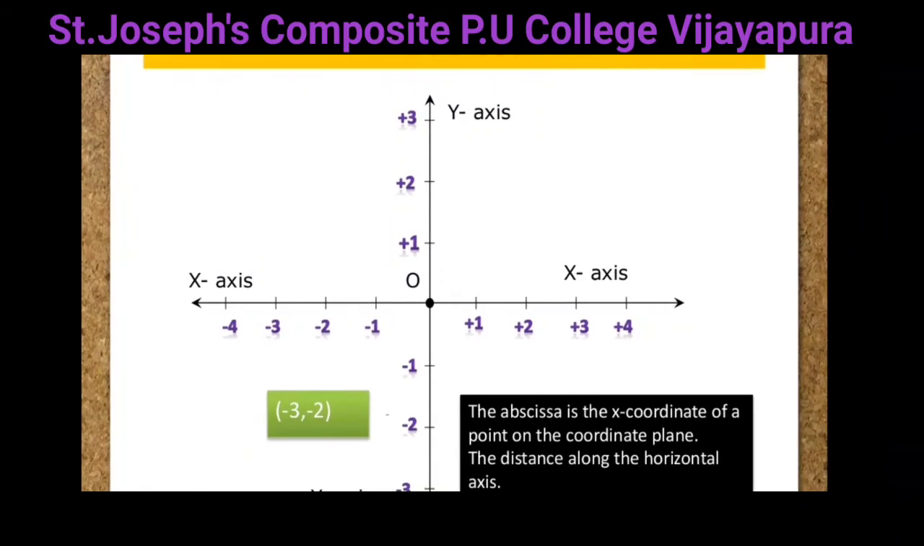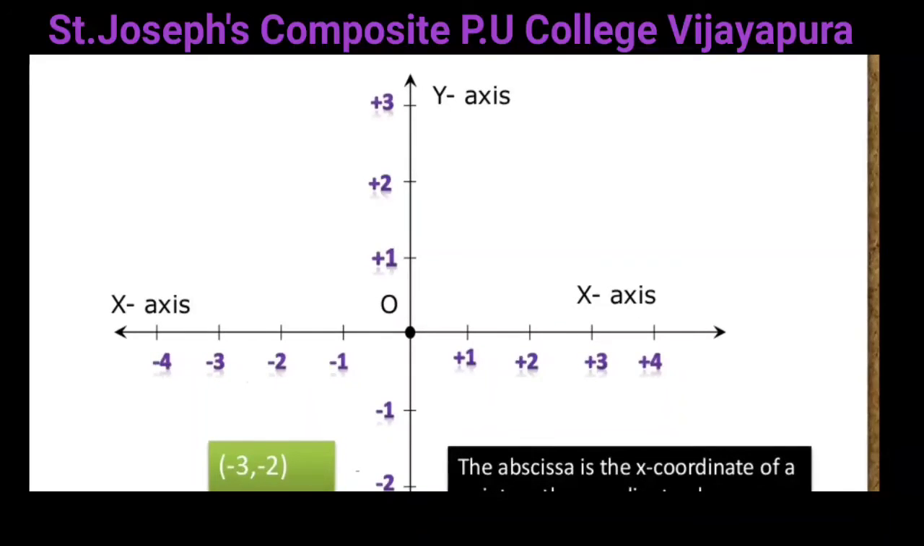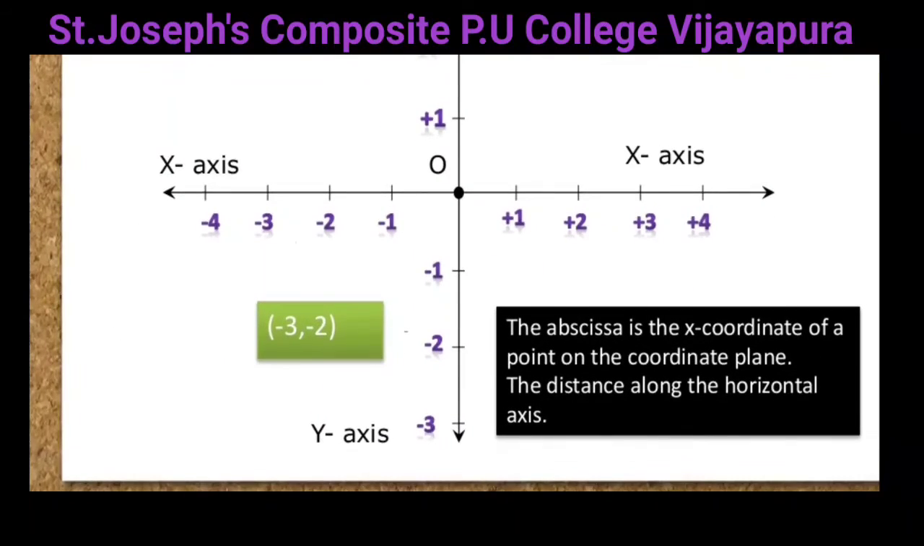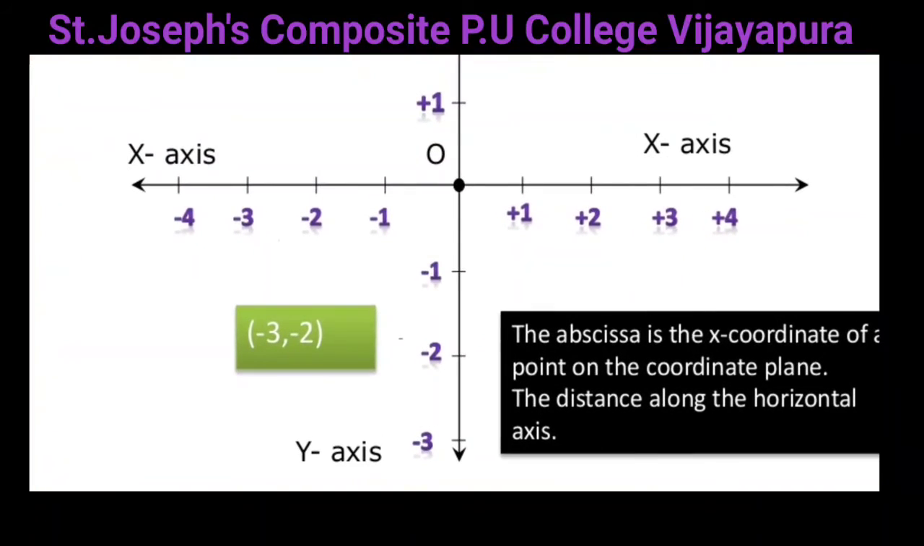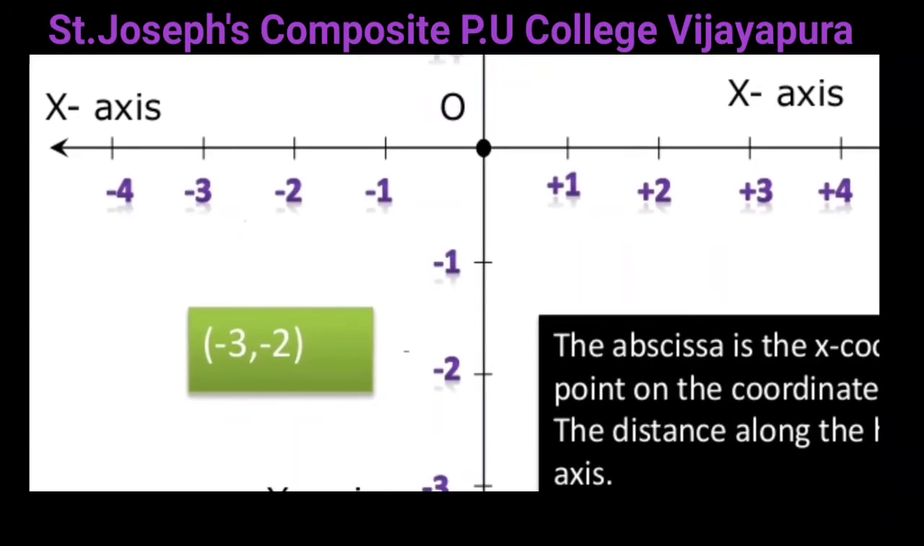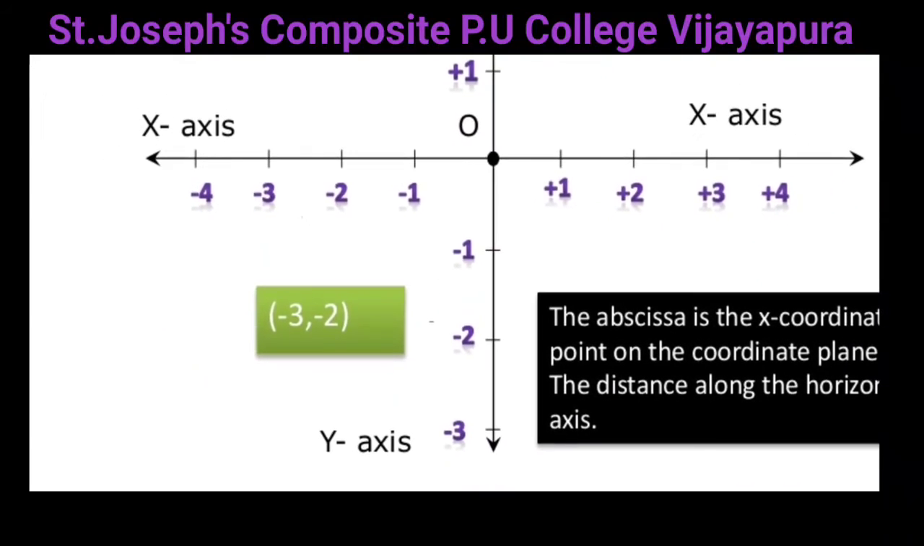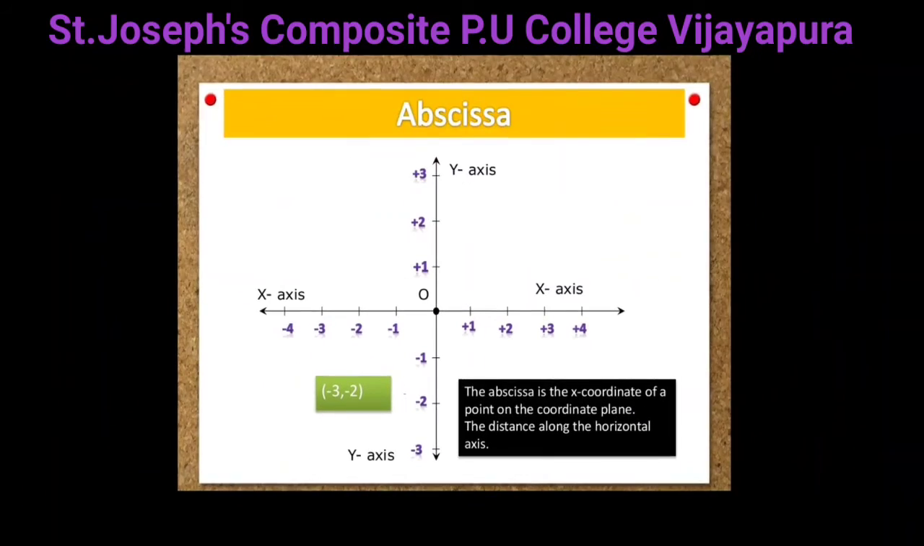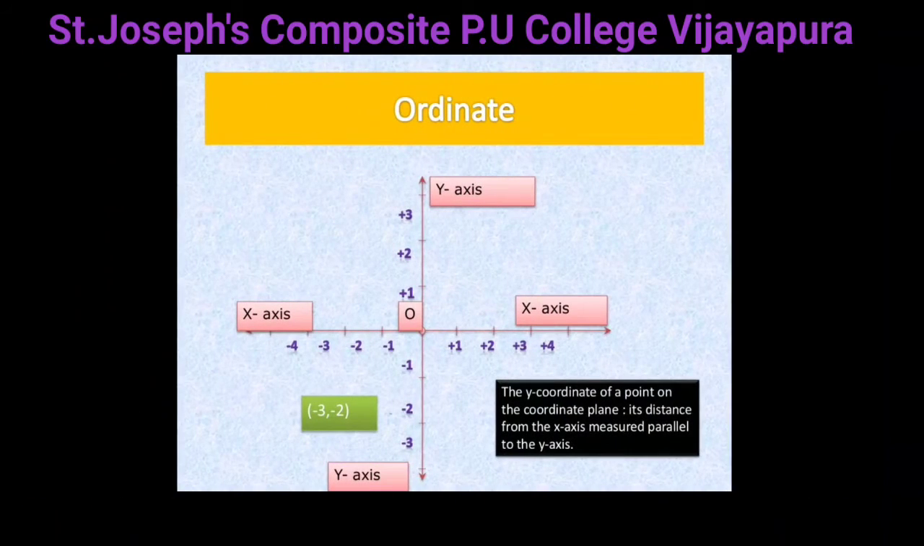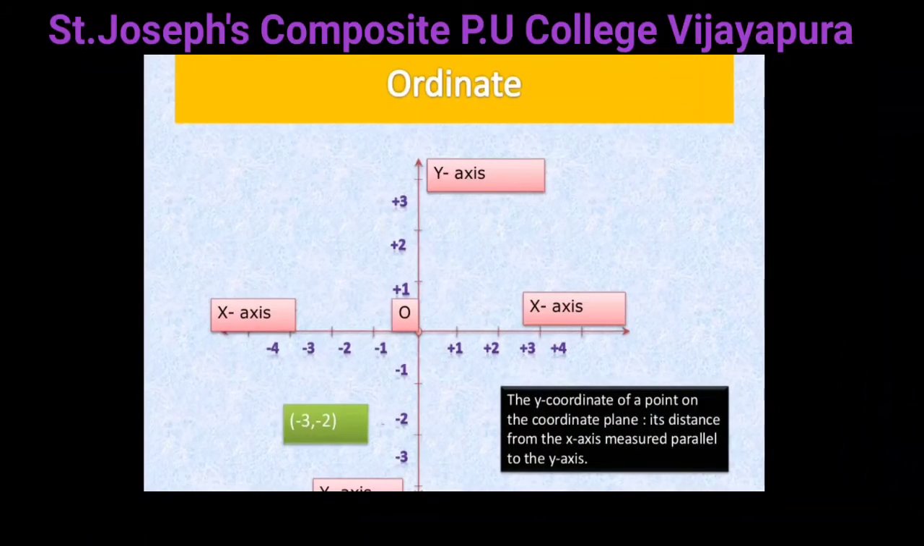So 1 comma 2 comes under the first quadrant, and this minus 3 comma minus 2 comes under the third quadrant. Because the sign of x is negative and y is also negative, minus 3 comma minus 2 is in the third quadrant, so it is written here in the third quadrant, where minus 3 is the abscissa. Next will be the ordinate. Now here the next concept comes as ordinate.